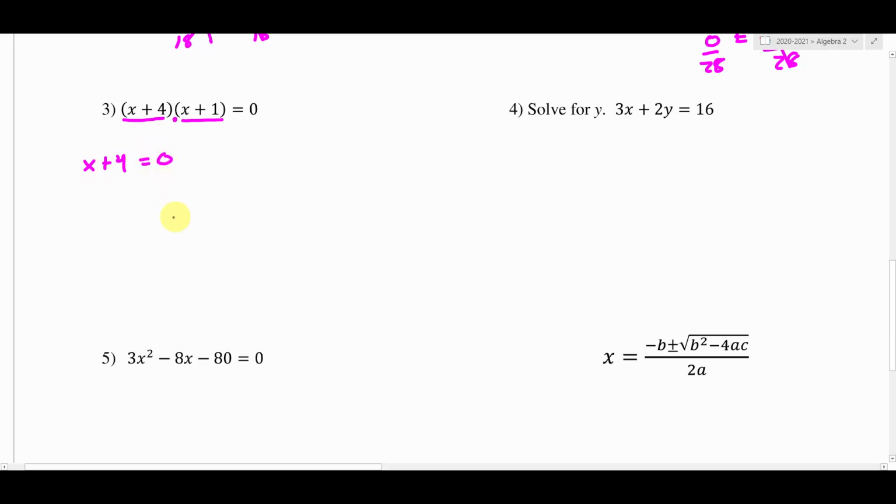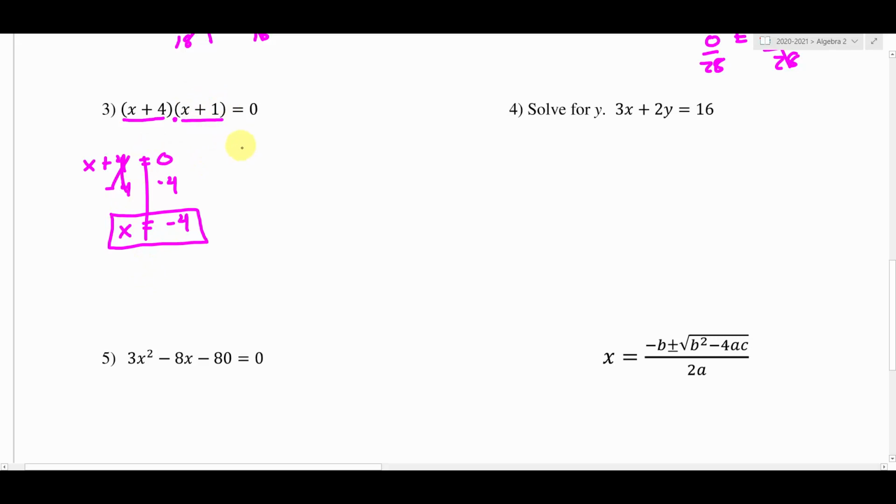So I say x plus 4 equals 0, and then I solve. Right? So I just subtract 4 from both sides, and we find that x equals negative 4. And there's one of my solutions. Okay? And then I do the same thing.